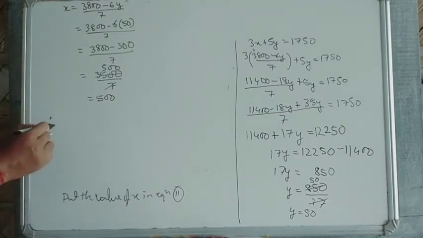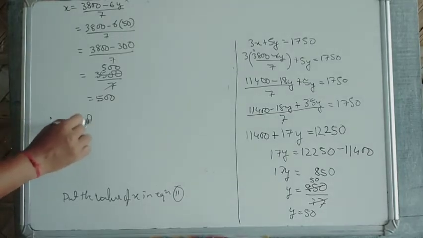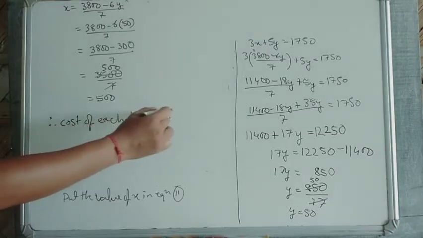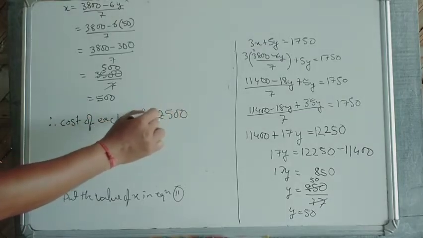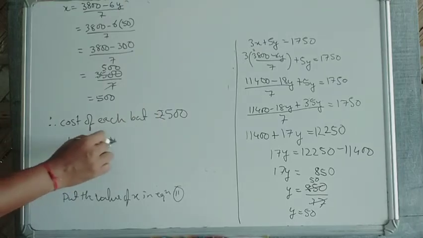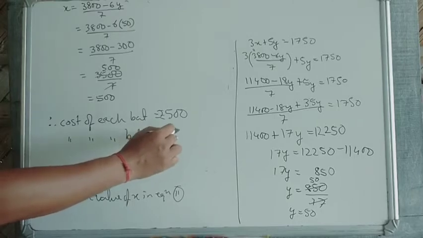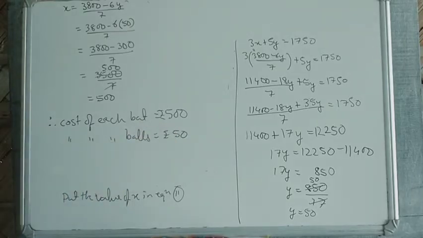So therefore the cost of each bat is equal to how much? 500 rupees, and the cost of each ball is equal to 50 rupees. So these are the two answers.